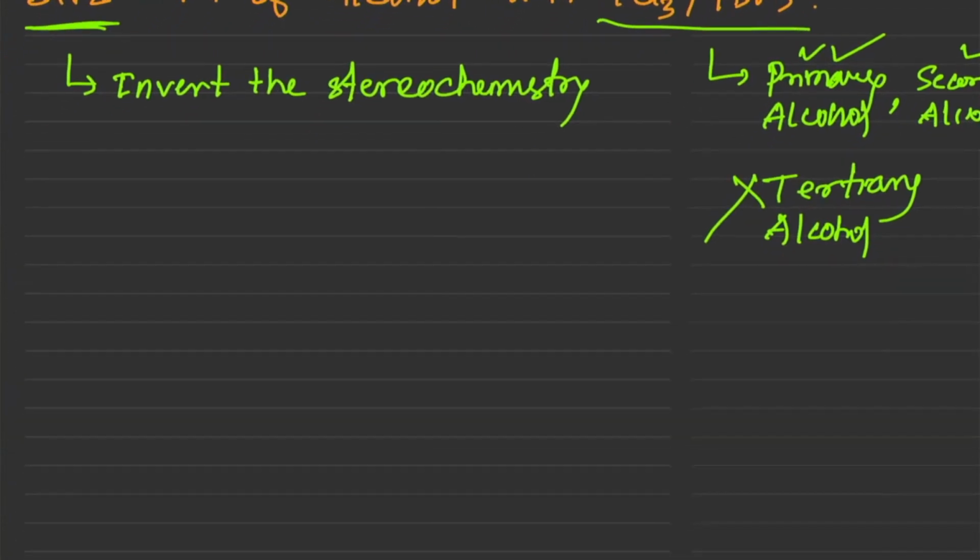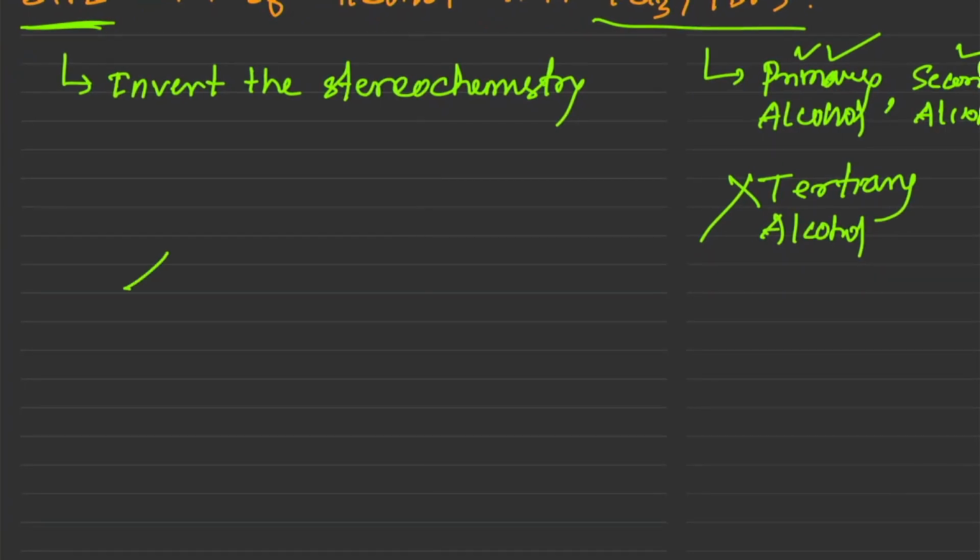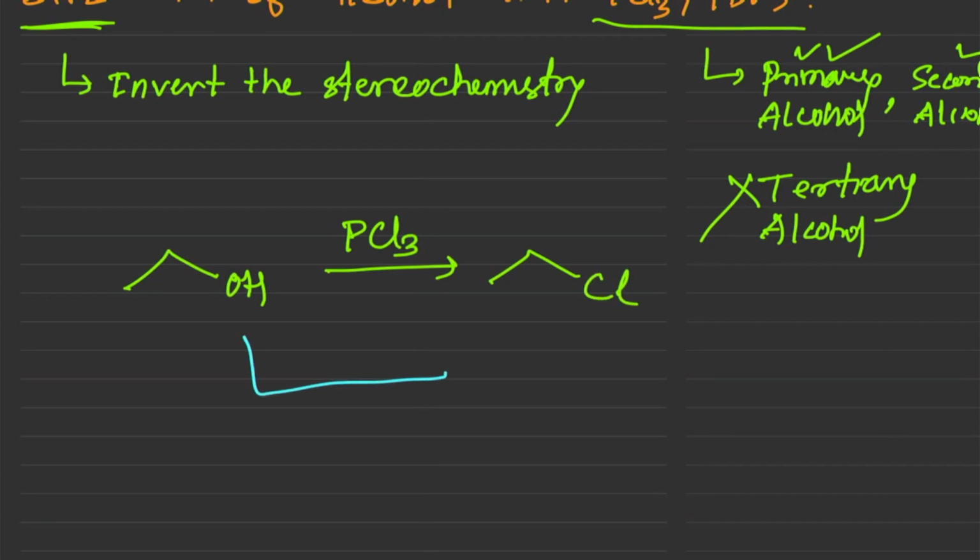Okay, so let's try to do the reactions. So you have an alcohol, and it doesn't matter what you're using. If you use PCl3, the OH would be replaced by chlorine. And if you use PBr3, the OH would be replaced by bromine. And if there is stereochemistry involved, make sure you invert the stereochemistry.